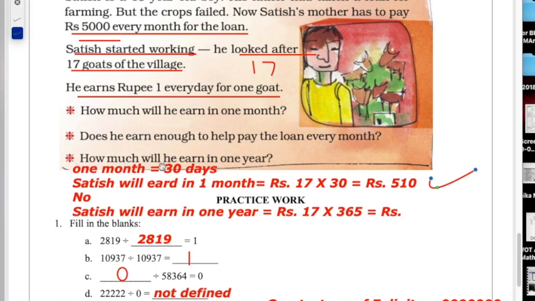Now, next question, how much will he earn in 1 year? See, in 1 year, you can do it by number of days, or you can do it by number of months. In 1 month he is earning 510, so you can multiply 510 by 12 and you will get how much he will earn in 1 year. Or his one day earning is rupees 17, so if you multiply by 365, you will get the amount he will earn in 1 year. Very good.